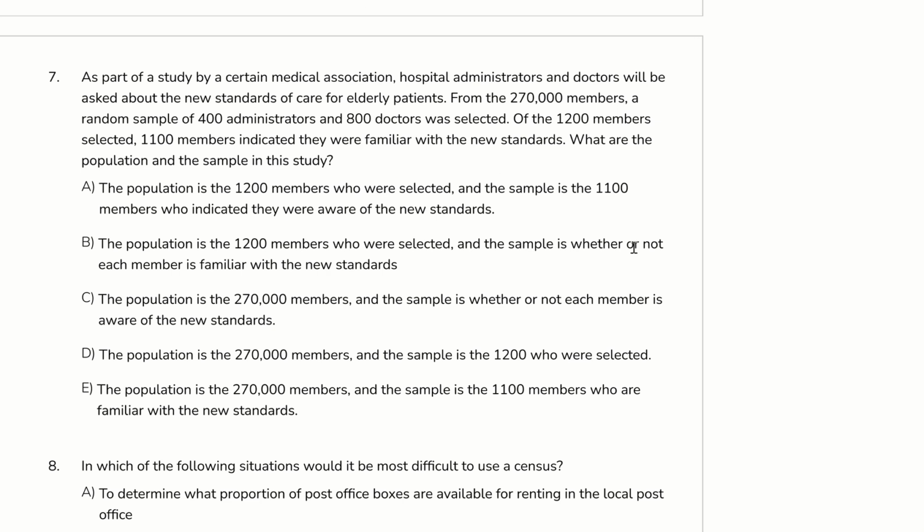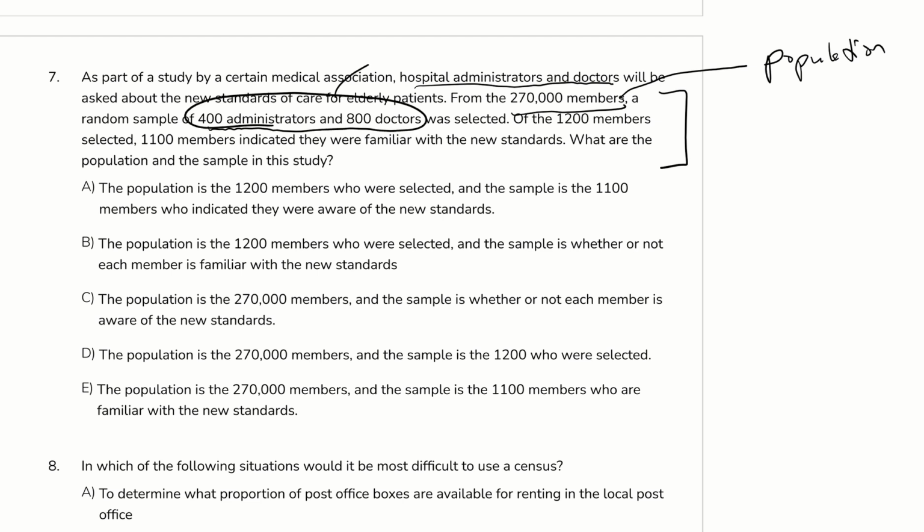Okay, so let's first identify what the population is. So based off of this information, okay? So hospital administrators and doctors will be asked, right? So that's who you're asking. So it says 270,000 members. Those are the 270,000 hospital administrators and doctors. That's your population, okay? So out of those people, then you take a sample of 400 admins and 800 doctors. That's your sample. So we got 1,200 participants. Okay, so it's not A, right?